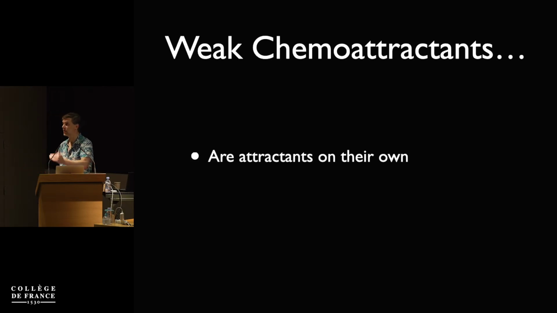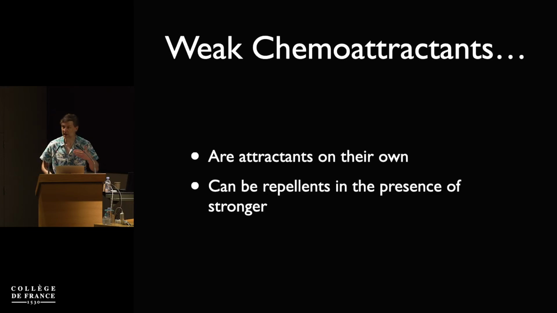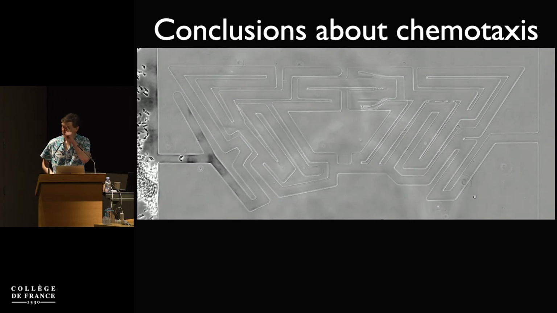Okay, so weak chemoattractants. They are attractants on their own. If you look through the literature and people say X is a chemoattractant, then it is a chemoattractant, but it may be a weak chemoattractant. It doesn't mean what it's doing in vivo, is what people have said in the papers. They can become repellents or other things if they are in the presence of other attractants. In other words, when a chemoattractant works in your body, there are always other chemoattractants around, so this interaction is key.